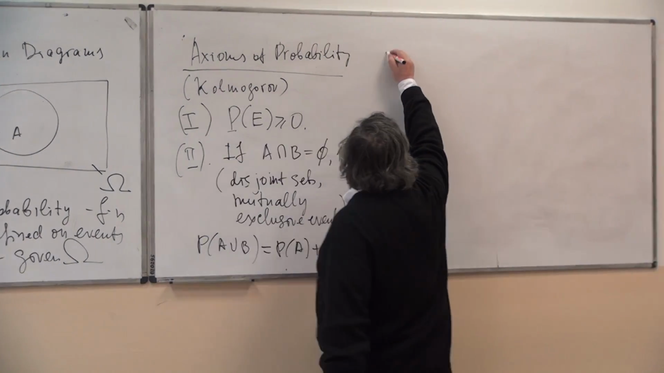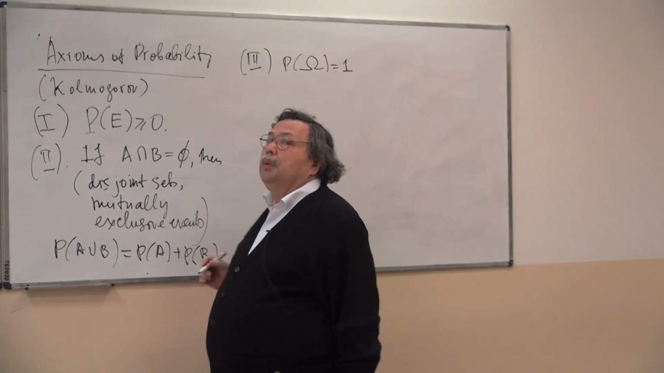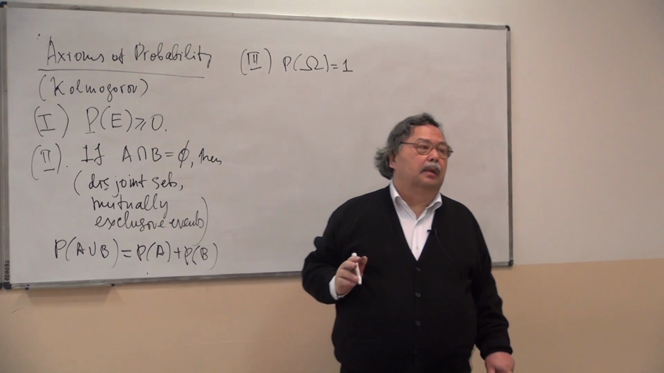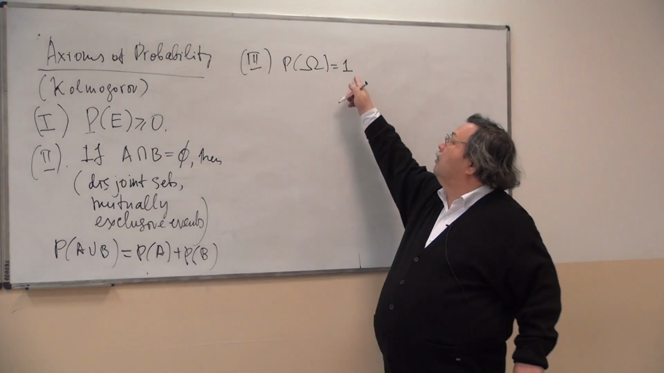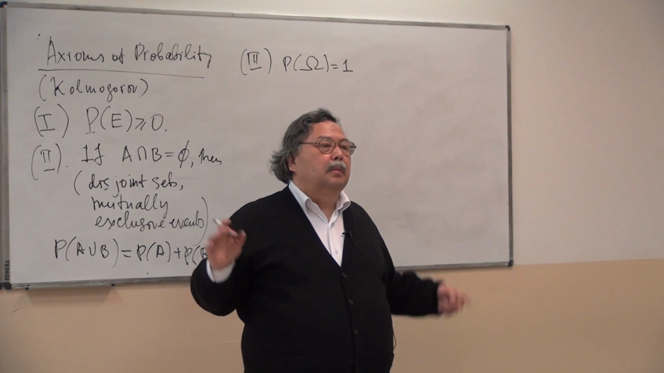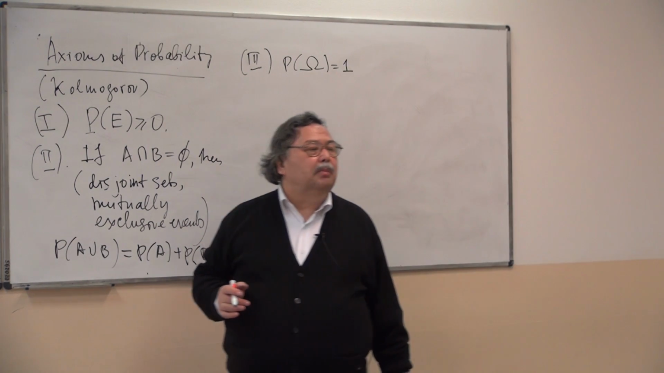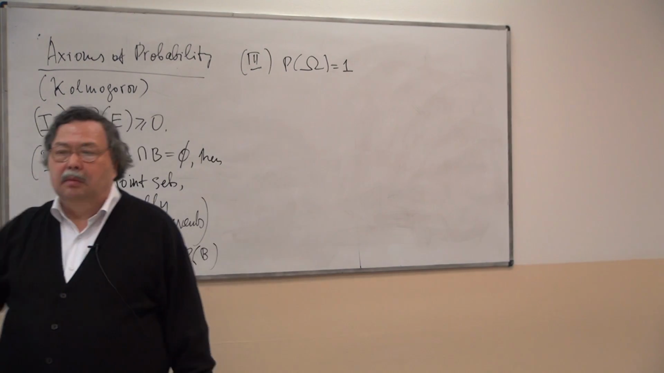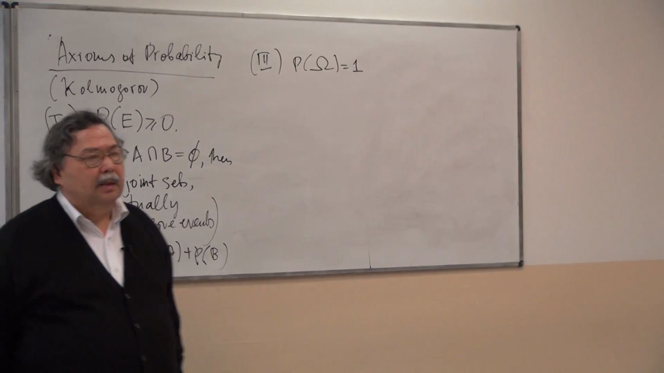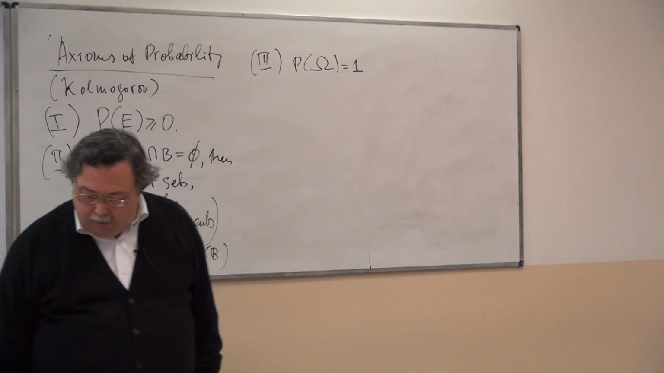And the third axiom is this: P of omega is 1. Actually, this is an arbitrary condition. We could select any other number here, such as 100, and the theory would work quite as well. But we need to introduce some standard number for the complete probability of the entire sample space, and here it's 1. This is the accepted one. It's called the normalization condition.